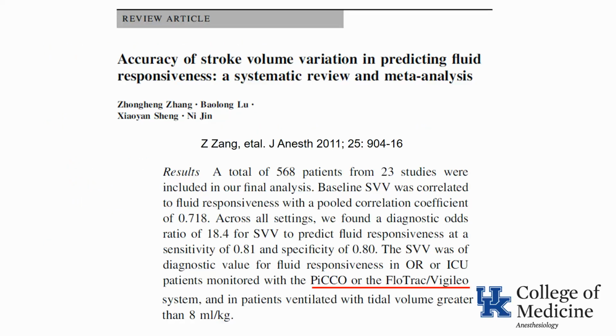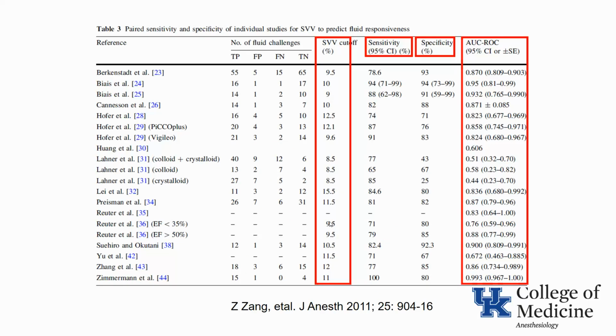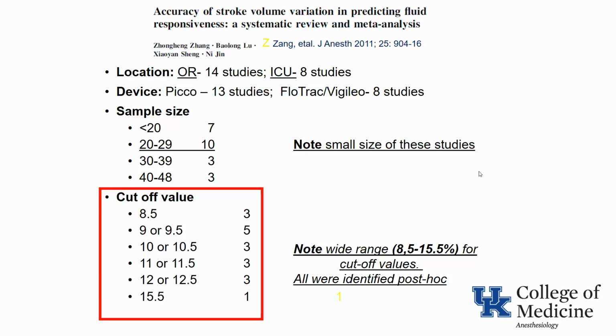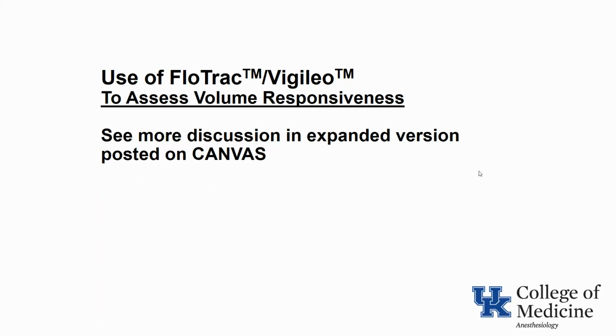This study looked at how accurate stroke volume variation is in predicting fluid responsiveness, and I won't devote time to summarizing this, but you can see the cutoff ranges quite widely, and the area under the curves are generally around 0.85. In the expanded version on Canvas, I've described in more detail the use of the FlowTrac system, which is what we use now, called ClearSight.